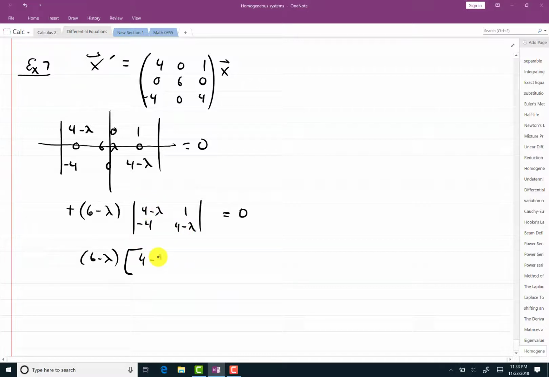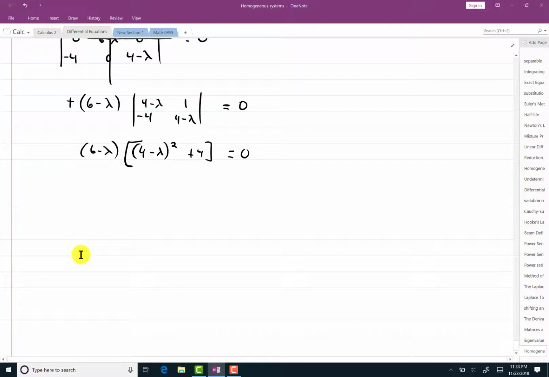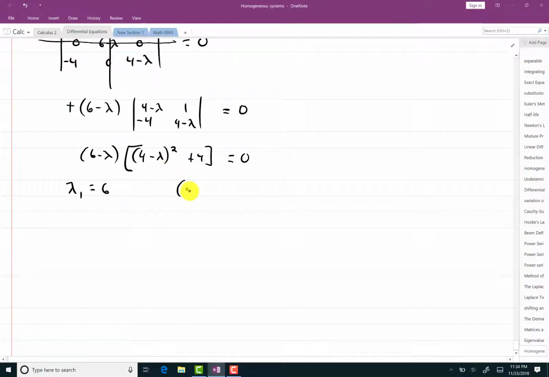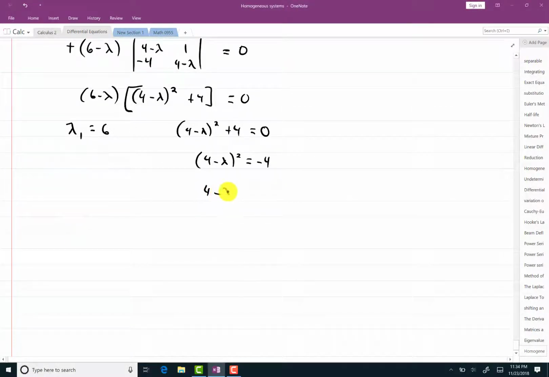So here I'm going to get 4 minus lambda squared plus 4. That's equal to 0. Well, one is very simple. I'll call it lambda 1 equals 6, and then I have to find the other lambda values here. So I have to solve 4 minus lambda squared plus 4 equals 0. I'm not going to multiply it out. Instead, I'm going to show you a slightly different way that can save you some time. I have 4 minus lambda squared equals negative 4. So if I take the square root, I'll get 4 minus lambda equals plus and minus 2i. And then I can subtract 4.